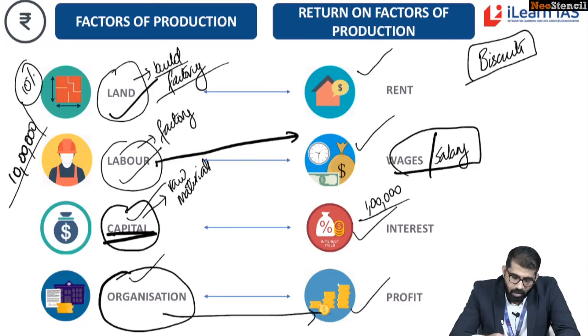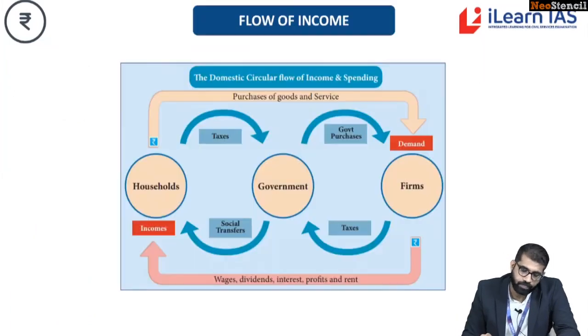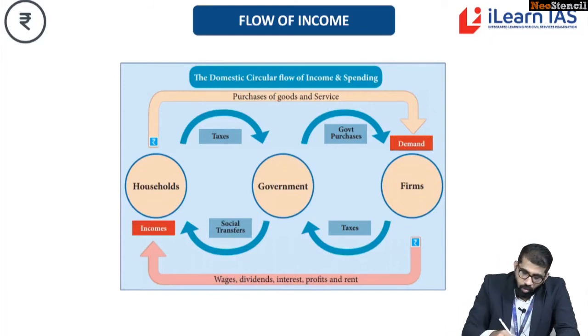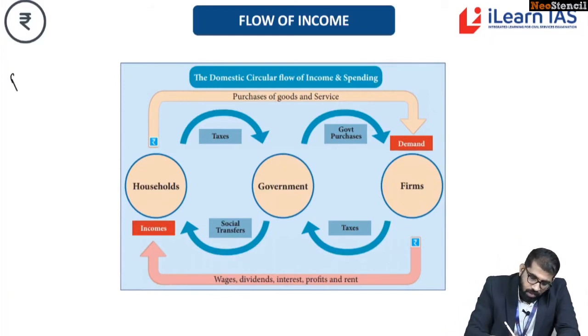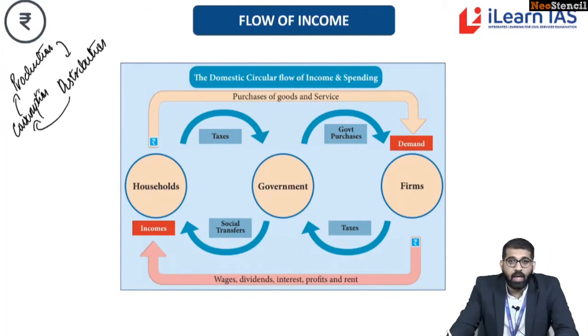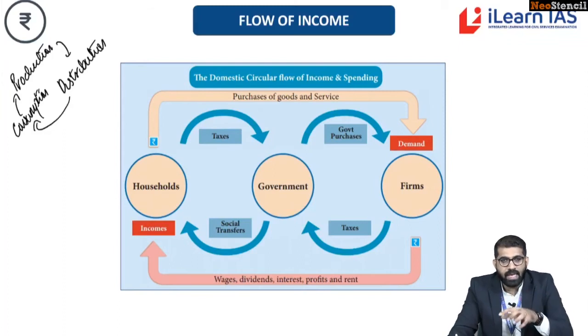I hope it is clear. So land gets rent, labor gets wages, capital gets interest, and organization gets profit. Clear? Now next, we'll have to also discuss the flow of income. So I hope you still remember what I've mentioned about the production, distribution and consumption cycle. So as I've already mentioned, this is actually a cycle. There is a cyclical flow of income between production, distribution and the consumption purpose.